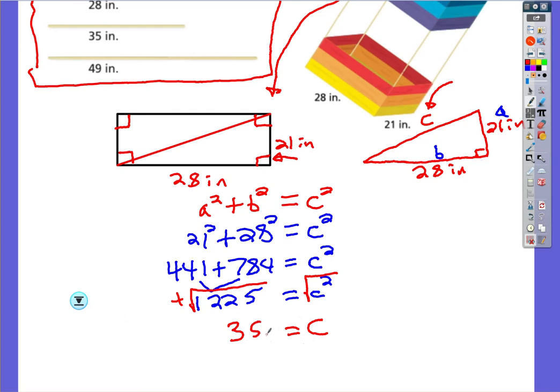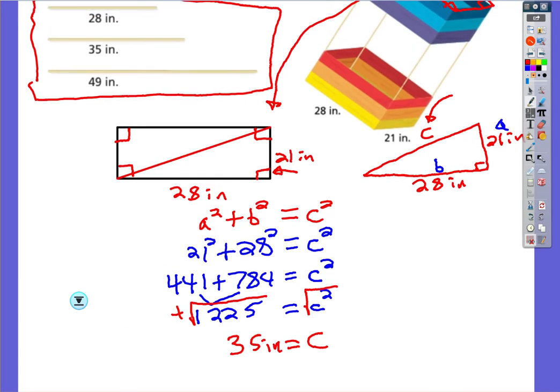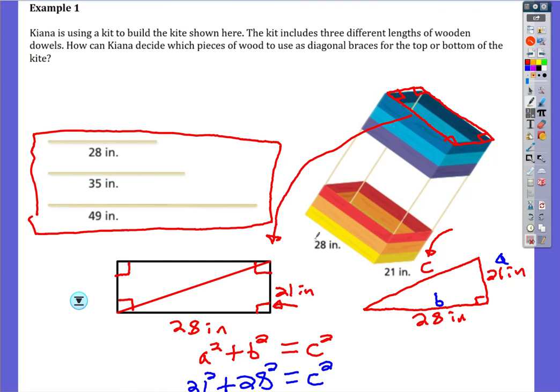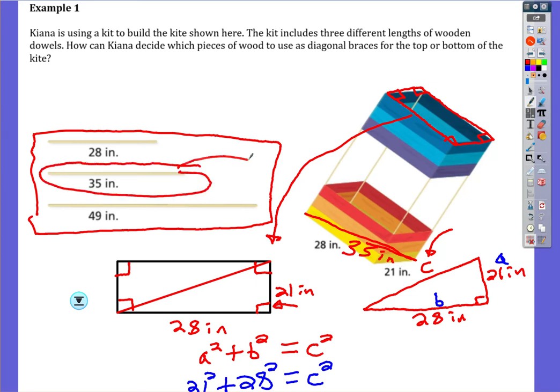And let's put some units on there. A and B were in units of inches, so C is in units of inches. C is 35 inches. So we go back to the start of our problem. And I know, since these are right angles, that these cross sections that go across are going to be 35 inches. So I want to take this dowel rod and pop it right in as my support.